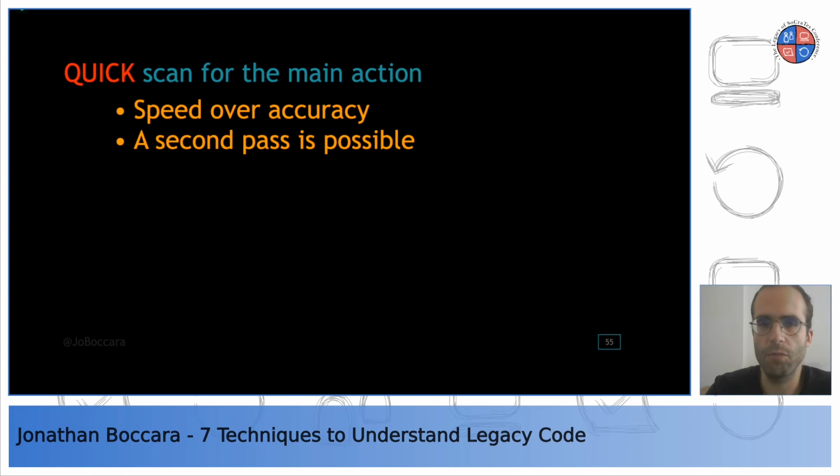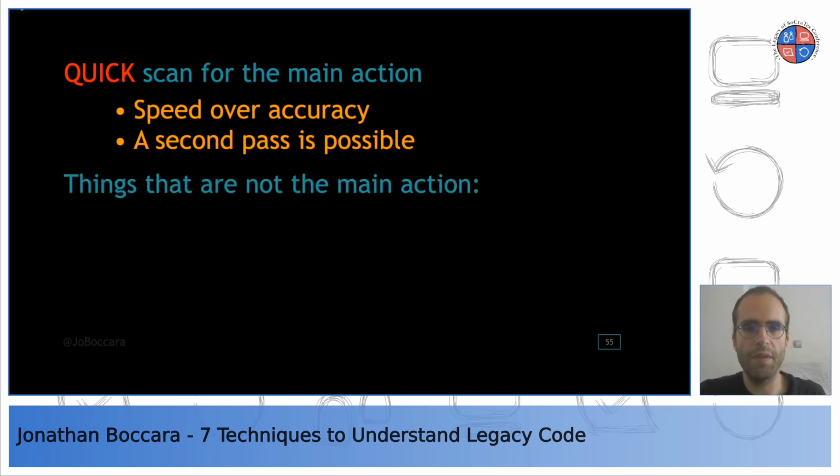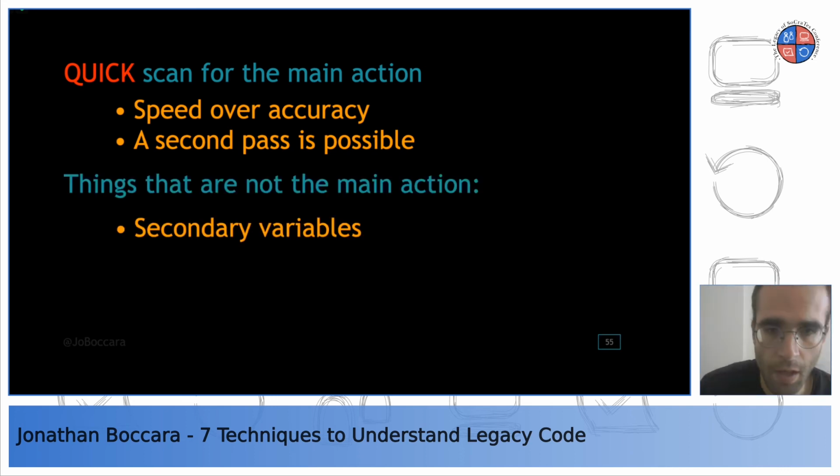And for a given line, to decide whether or not it's the main action, well, things that are typically not the main action are intermediary variables, or special cases, or error cases. I mean, error cases are very important to get right, but when you read code and you want to know what the code is about, you want to focus on the happy path.